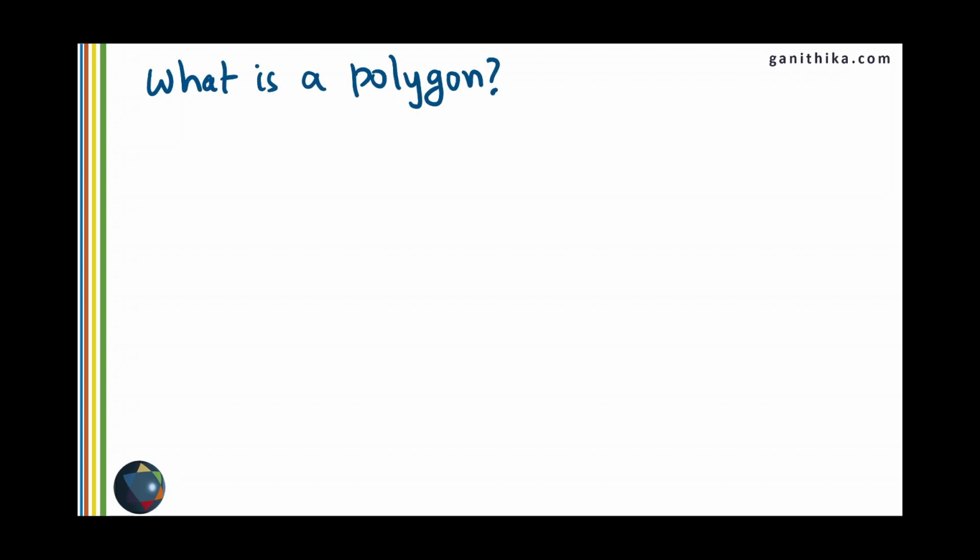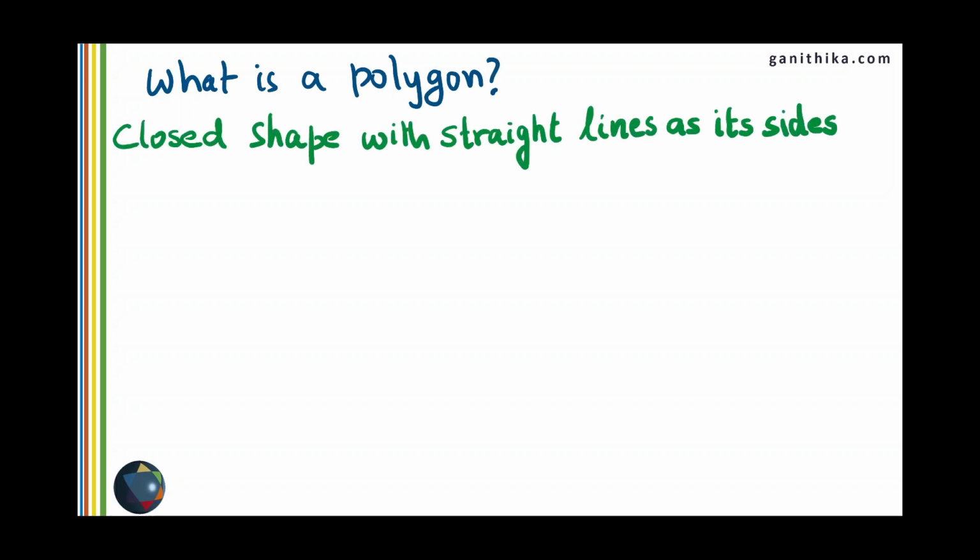What is a polygon? A polygon is a closed shape with straight lines as its sides. For example, this is a closed shape with 3 sides. You can see that the sides are made up of straight lines and there are 3 such sides. Therefore, this is called a triangle.